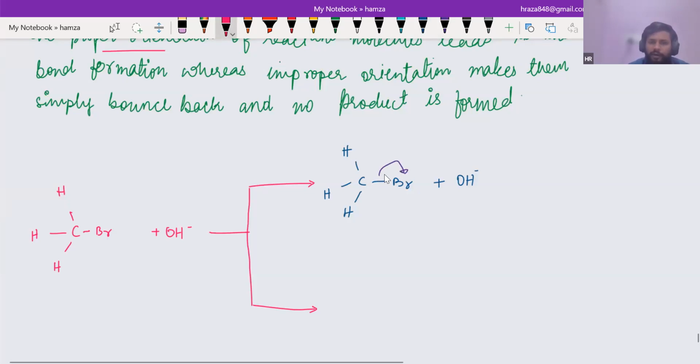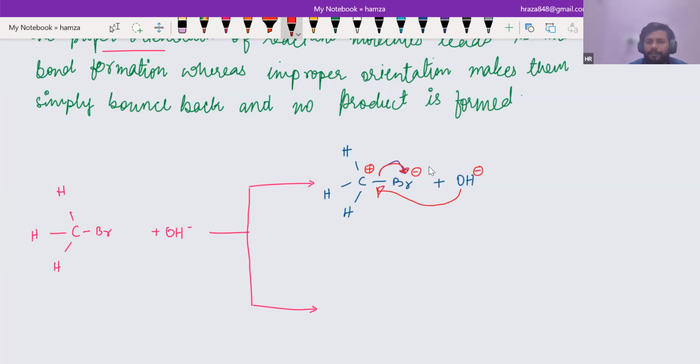and it will start leaving this compound. So there will be a positive charge on carbon and a negative charge on bromine. So when bromine takes the electron from carbon, it will go out, and this OH minus, which is a nucleophile, will try to attack carbon.